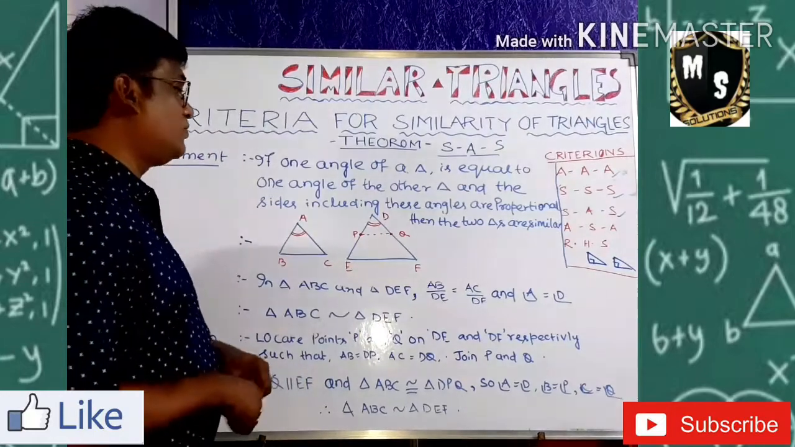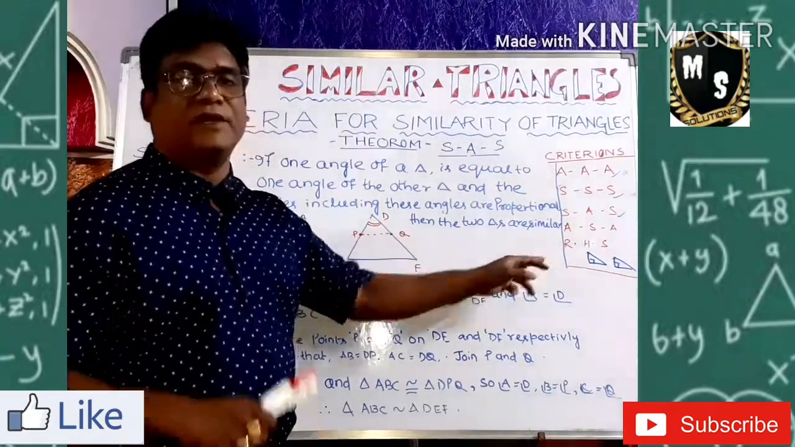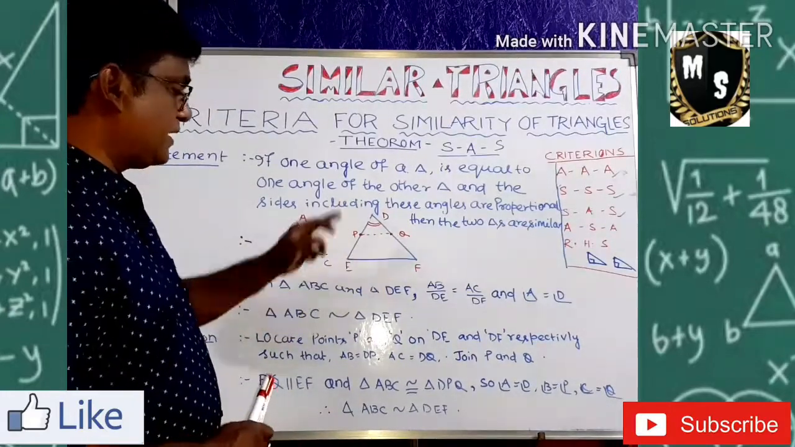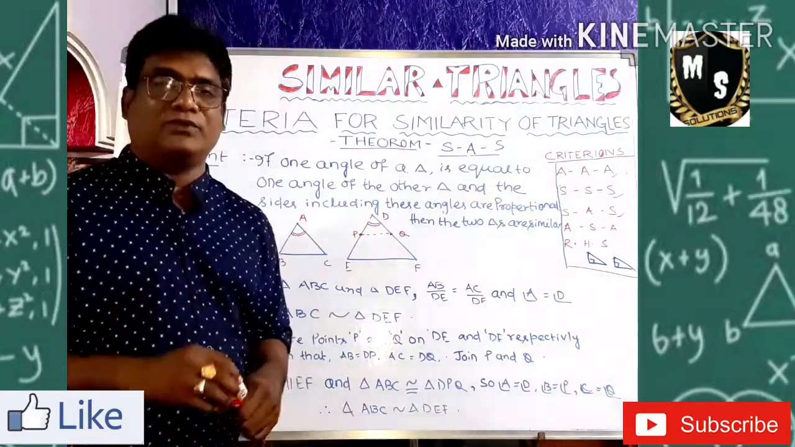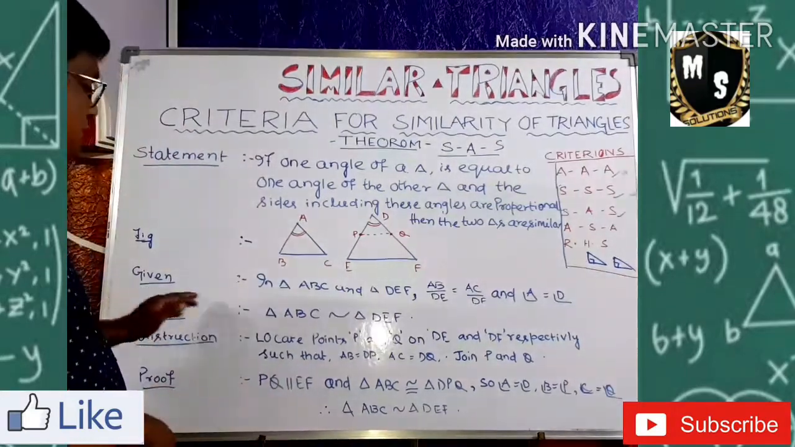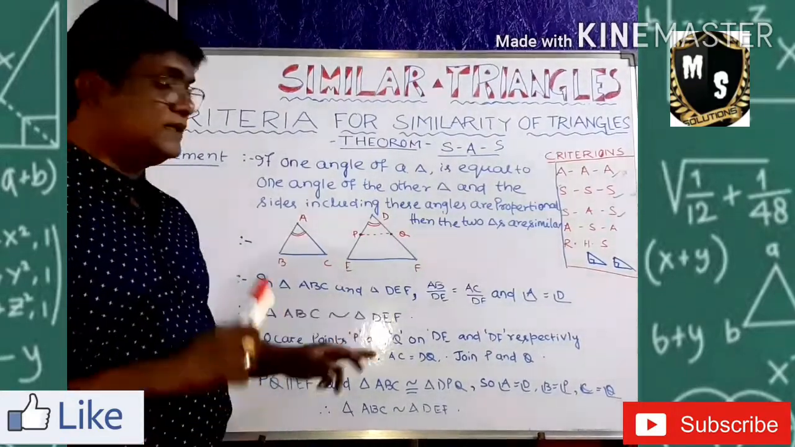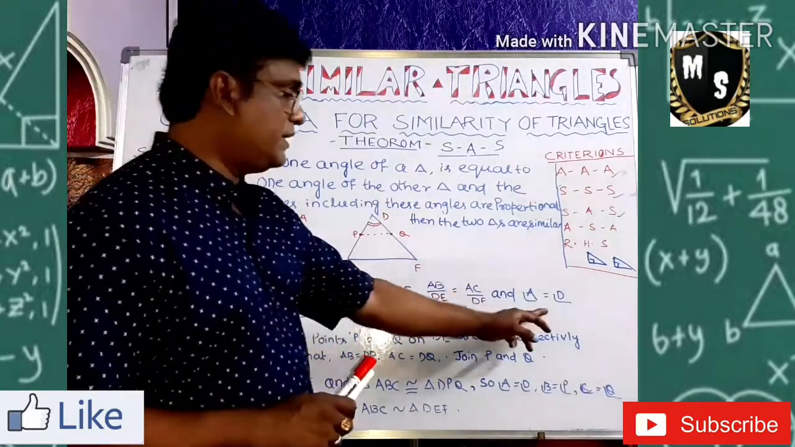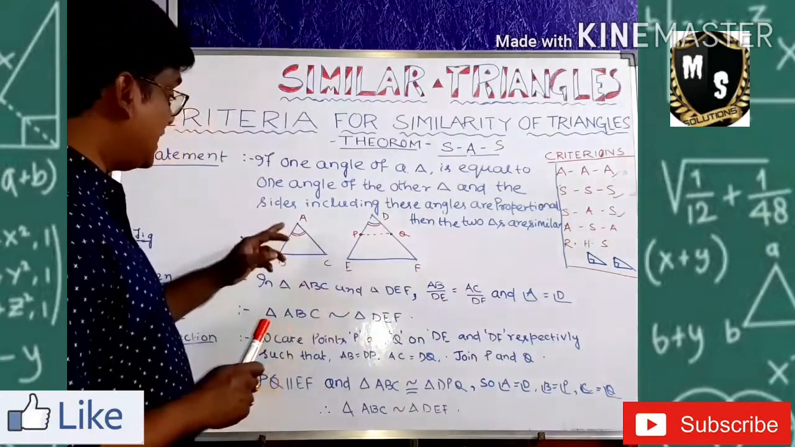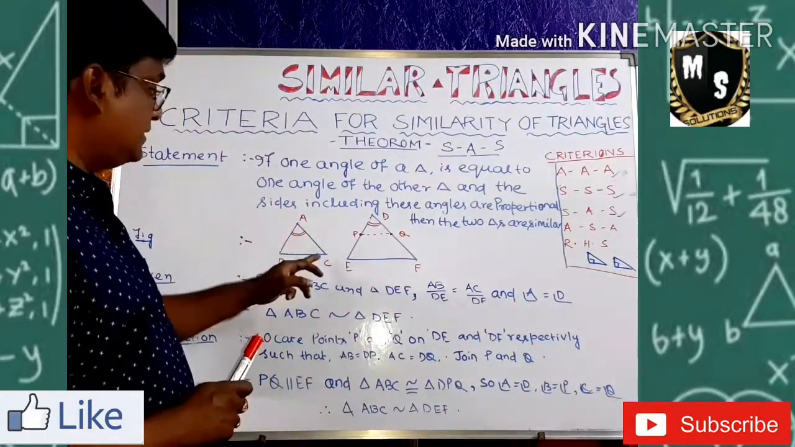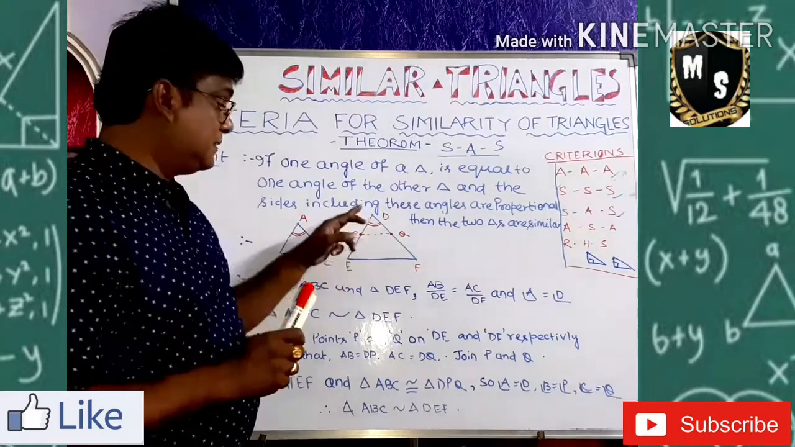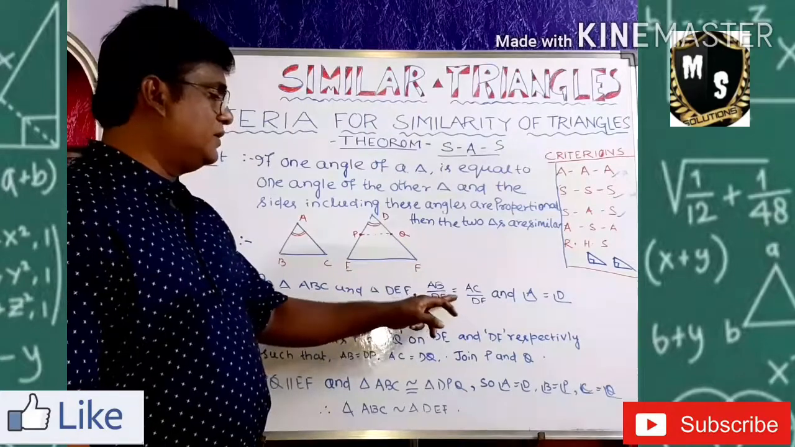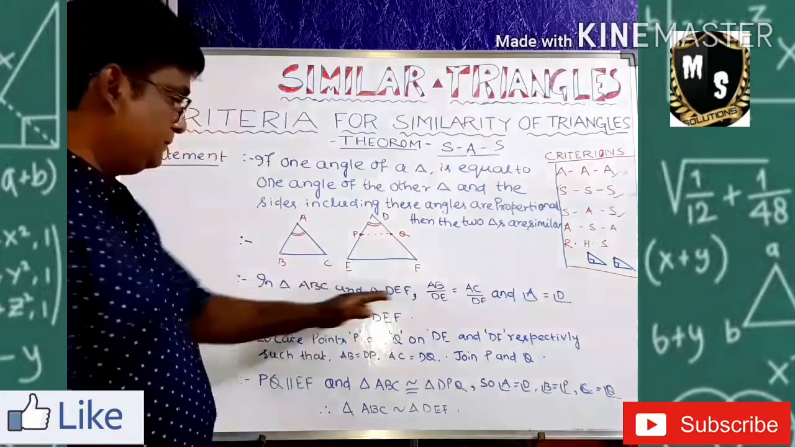So now what to prove? Then the two triangles are similar. You should prove that triangle ABC is similar to triangle DEF. I hope it is clear to you. Let's come to the given. In triangle ABC and triangle DEF, angle A is equal to angle D, and the sides including angle A are AB and AC, and the sides including angle D are DE and DF. They are in proportion, so AB by DE is equal to AC by DF. It is given to you.